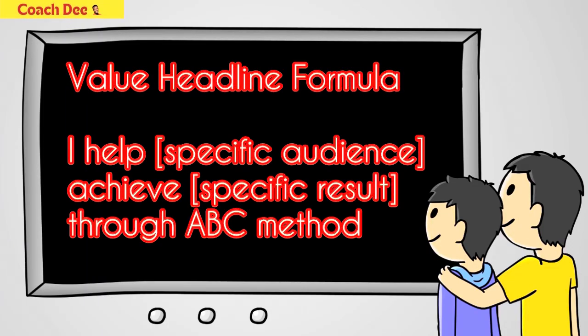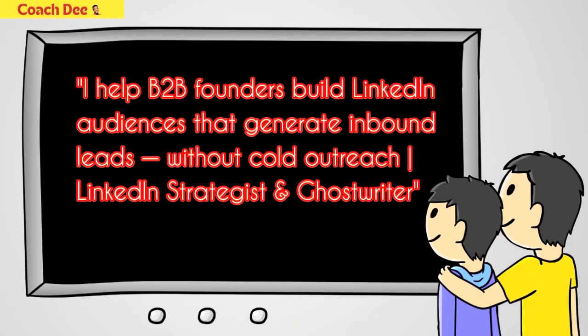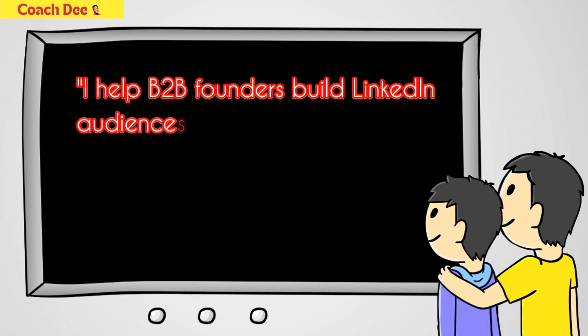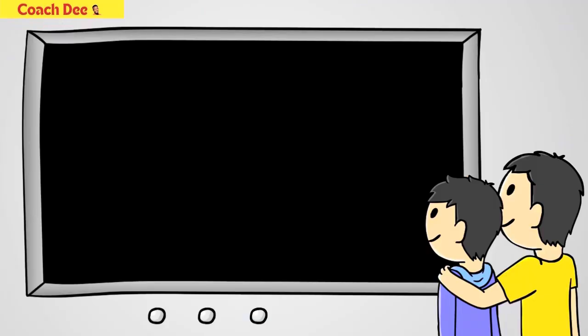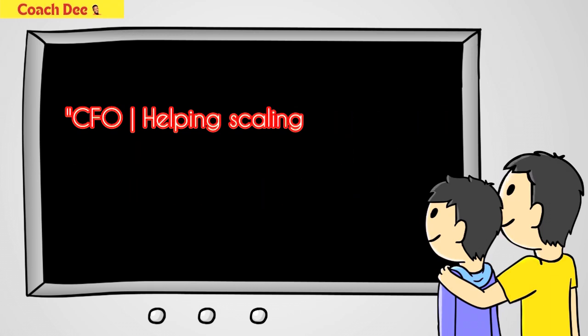I help specific audience achieve specific results through your method or service. In practice, it looks like this. I help B2B founders build LinkedIn audiences that generate inbound leads without cold outreach. Then you can add a slash with LinkedIn strategist and ghostwriter. Or for an executive audience, you can have CFO slash helping scaling startups build financial infrastructure for Series A readiness slash speaker slash advisor. You see the difference.